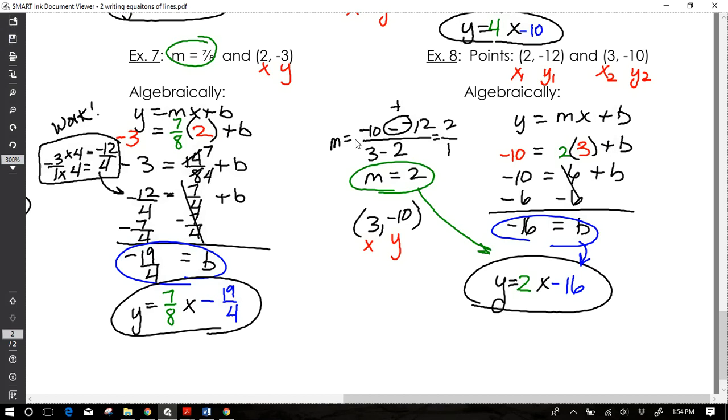And here is my example 8. Same thing happened when I was using the slope formula. I had -10 minus -12, which changed that to -10 plus 12. So my slope came out to just 2, which was nice. I plugged in my slope, and then I chose the ordered pair 3, -10, and I plugged in my m, my x, and my y into my slope-intercept form, and I simplified to find the b. And this is a great example of my y-intercept being a number that is too large for me to graph very easily on a coordinate plane.